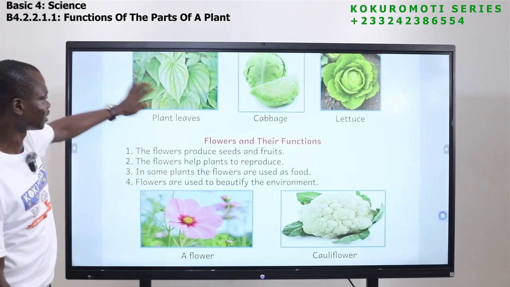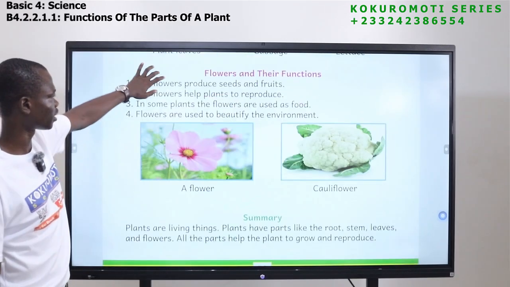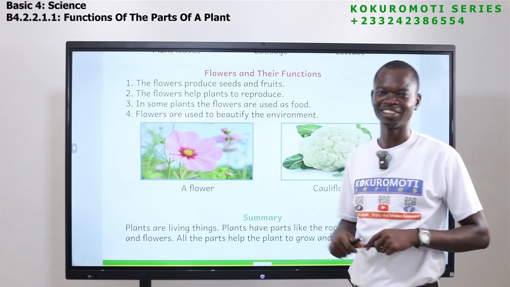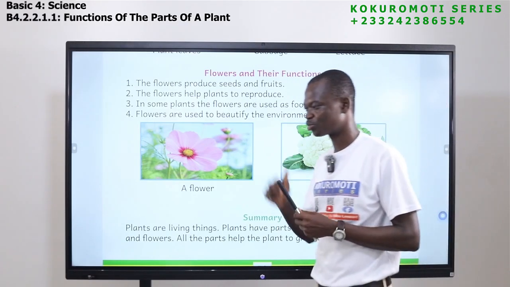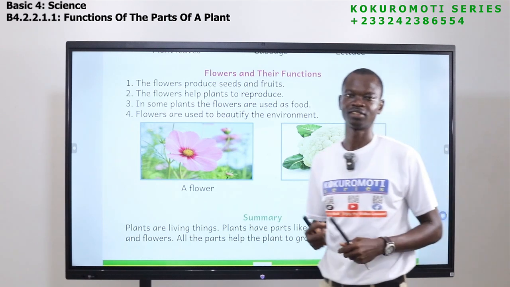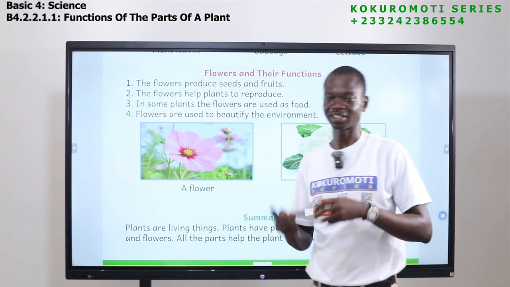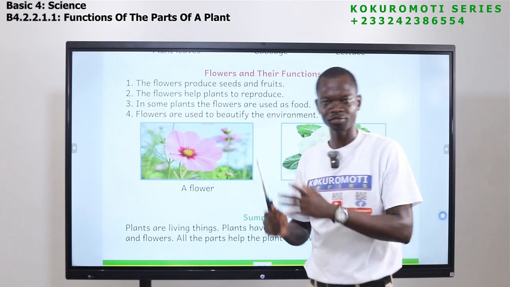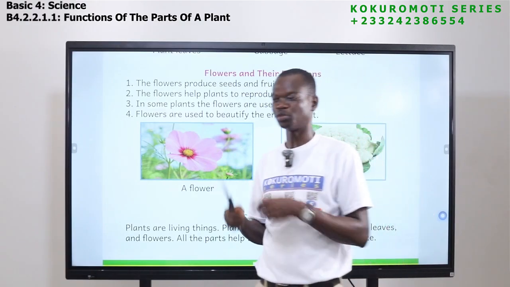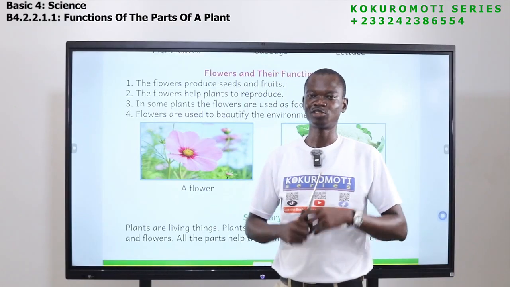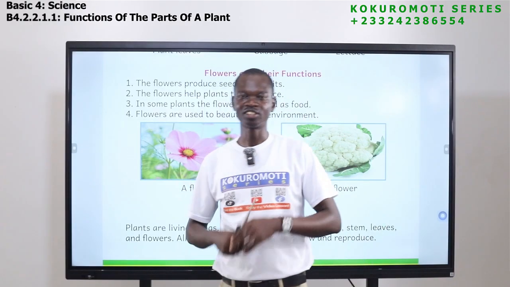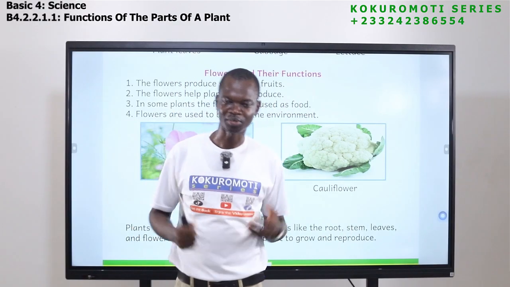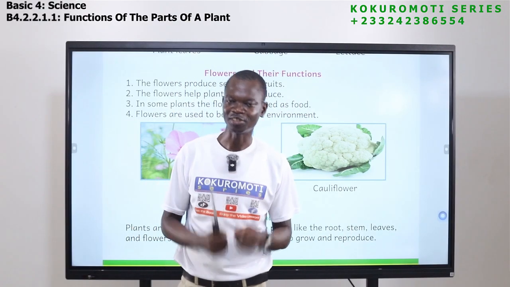Okay, now these are examples. The next one is what? Flowers. Yes, I know you have seen flowers before. They are beautiful. Some of them have a pleasant smell. Some don't have a pleasant smell at all. But these parts of a plant are the most beautiful parts of a plant. We use flowers for so many things: to show appreciation, to show love, to decorate places, to beautify places. In fact, flowers are so important, and they are useful as well.